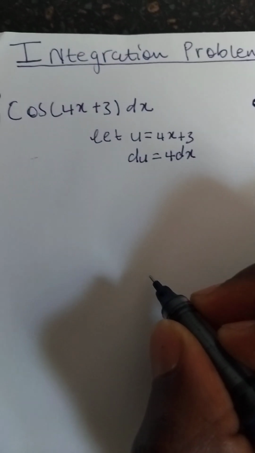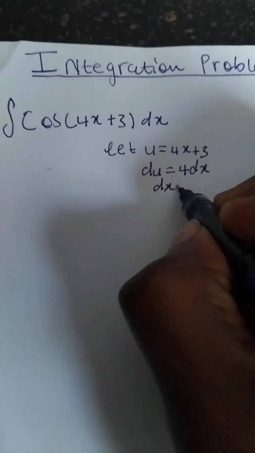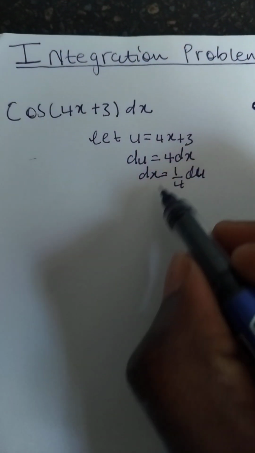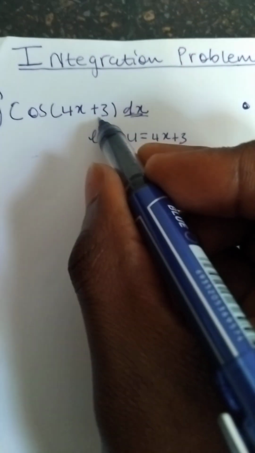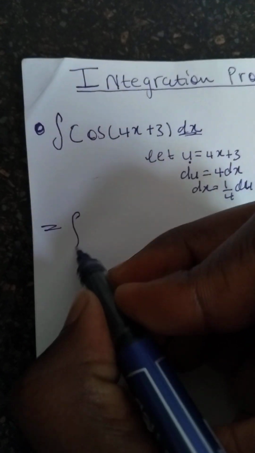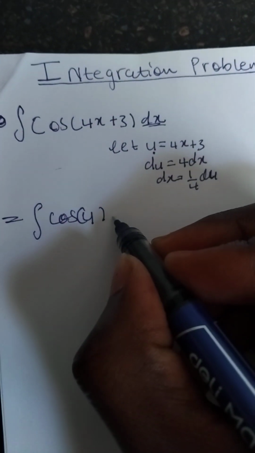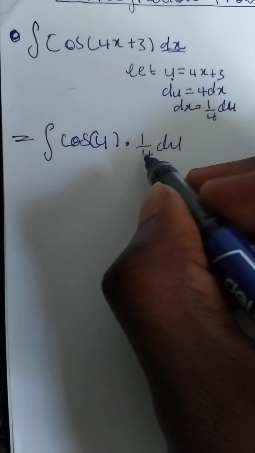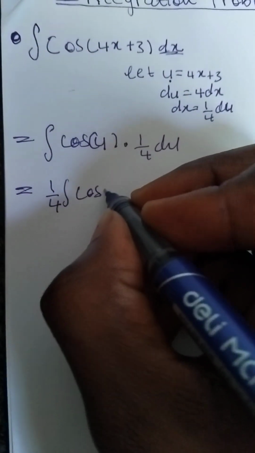Then what you do is make dx the subject of the formula. If you make dx the subject here, you're going to get dx is basically equal to 1/4 du, isn't it? Then where there is dx, you plug in 1/4 du, and where there is 4x + 3, you plug in u. Then this integral simplifies to the integral of cos u, then where there was dx, you plug in 1/4 du. Since 1/4 is a constant, we can put it outside the integral. Then we have 1/4 times the integral of cos u du.